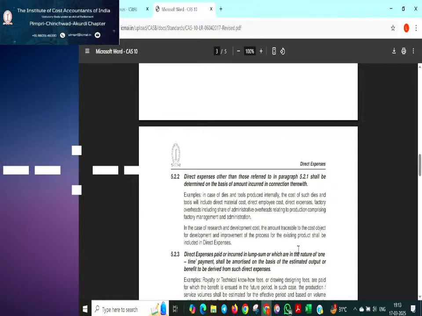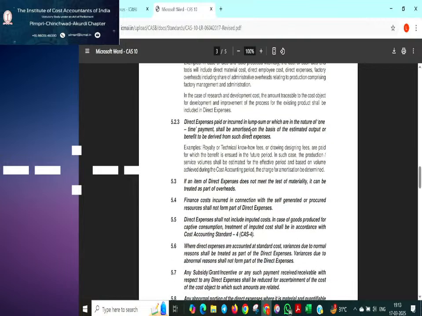You should actually read through the lines and understand whether this is for improvising the existing process or for a new product launch. If it is for a new product launch, of course you cannot adjust with the existing products. Okay. Then coming to direct expenses paid or incurred on lump sum.